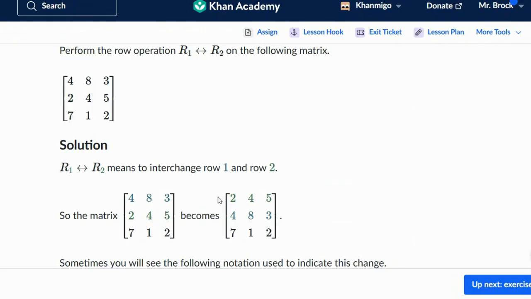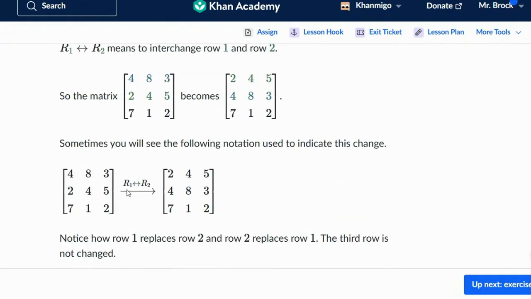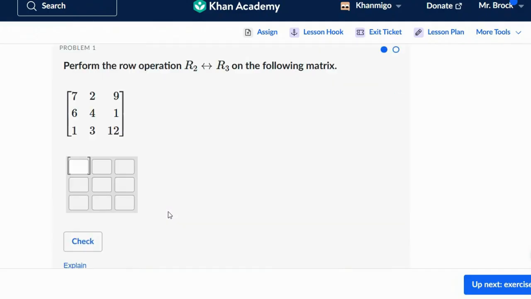We swap two rows. You may see it listed like this. Row 1, row 2, right there in between the matrices to show from here to here, here's what happened. We took row 1 and row 2 and we switched places. And the third row, again, not changed. So let's throw that out there.